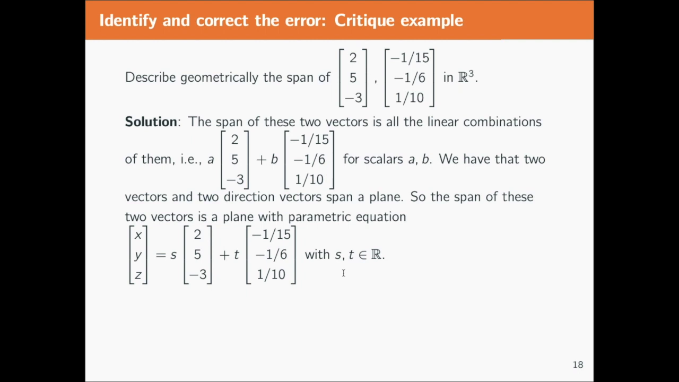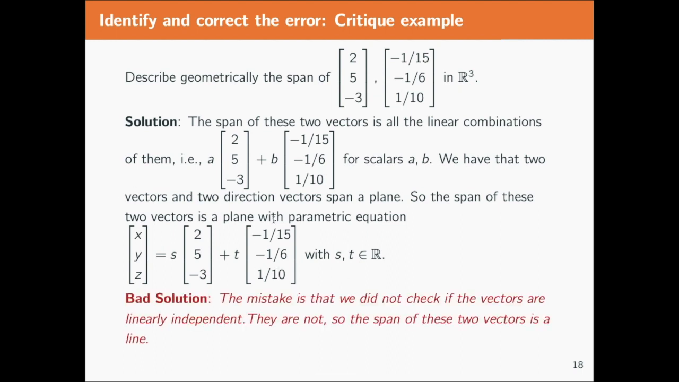The statement of the question continues with a solution. The span of these two vectors consists of all the linear combinations of them, that is, A times the first vector plus B times the second vector for scalars A and B. We have that two vectors and two direction vectors span a plane. So the span of these two vectors is a plane with the following parametric equation.